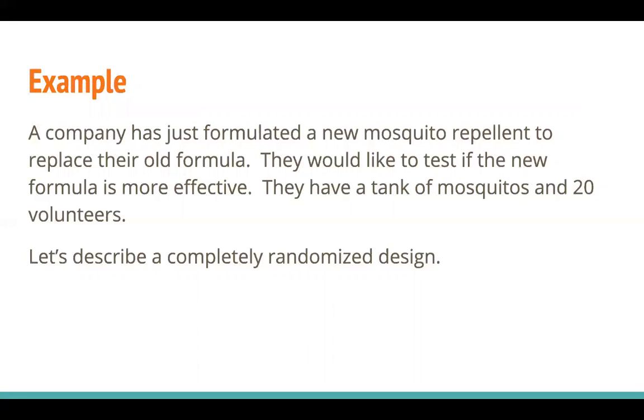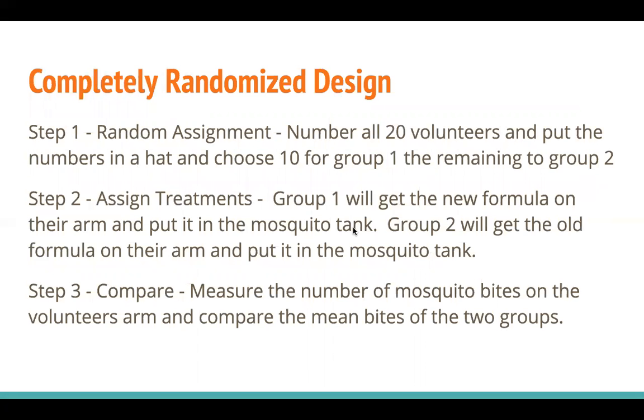First, before we get into the matched pair, let's describe a completely randomized design so that we can compare the difference. So for a completely randomized design, step 1, my random assignment. I'll number all my 20 volunteers and put the numbers in a hat and choose 10 for group 1, and the remaining go to group 2. Step 2, assigning the treatments. Group 1 will get the new formula on their arm and put it in the mosquito tank. Group 2 will get the old formula on their arm and put it in the mosquito tank. Step 3 is our comparison, and then they'll measure the numbers of mosquito bites on the volunteer's arm and compare the mean bites of the two groups and see if the new treatment had less bites than the old.